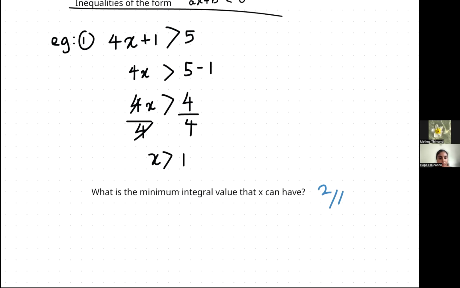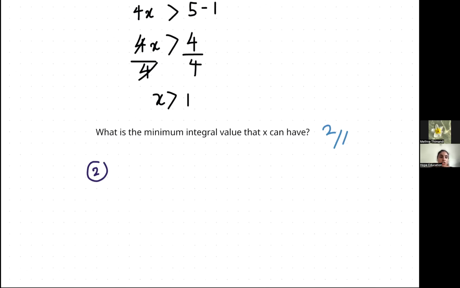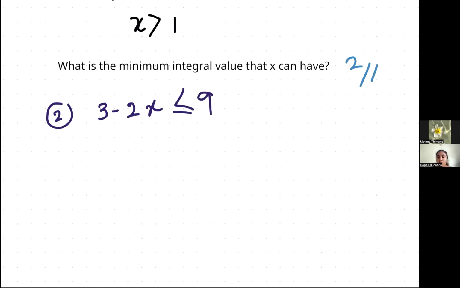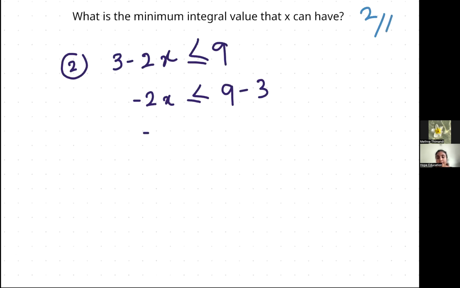Let's take one like this. I take many of these examples from the textbook exercise. So we'll take something like this. Now here we again have to find the value of x, right? First I take 3 to the other side. There is a plus in front of 3, so when I bring 3 to the other side, it becomes minus 3. So that means minus 2x is less than or equal to 9 minus 3, which is 6.